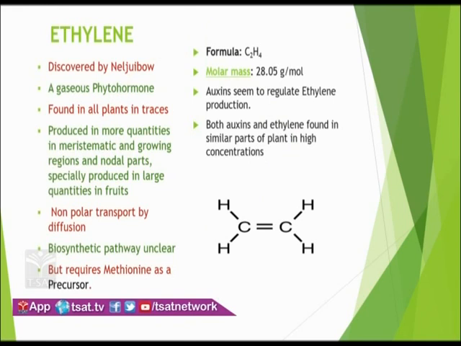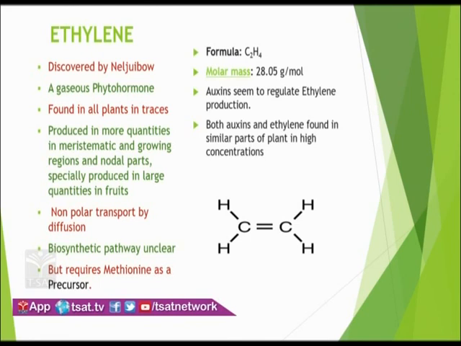Now, let us move on to the next one, that is ethylene. When we are talking about ethylene, you might have observed that if we place a group of fruits in one place and leave them for a day or two, even if there is only one ripe fruit, the other fruits also become ripe. So, this ripening is brought about by this particular growth substance called ethylene. Whatever growth substances we have talked about till now are all different kinds of organic compounds, but ethylene is the only growth substance which is a gas.